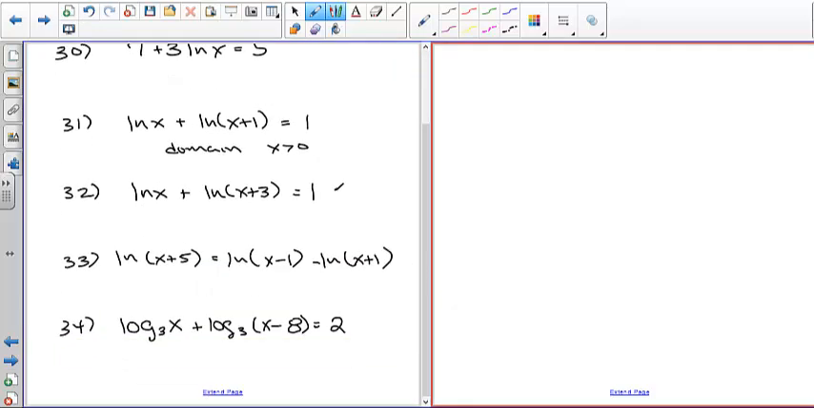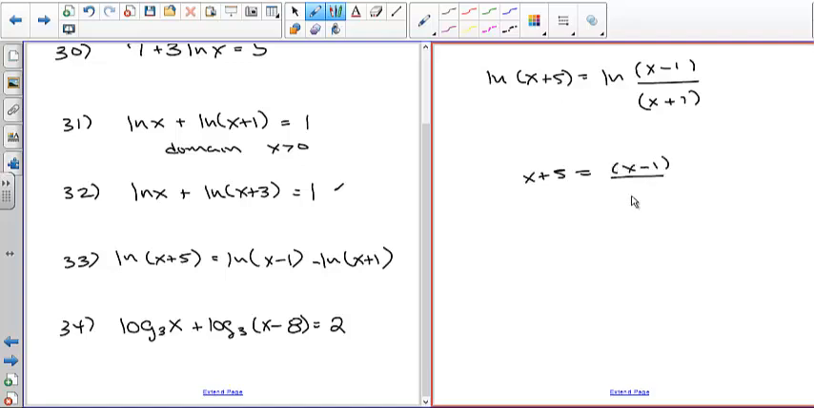Okay, now what we can do here is we can combine the 2 terms on the right-hand side. So because we're subtracting it, we put the positive expression in the numerator and the negative one in the denominator. Now, because these are all logarithms, we just say x plus 5 is equal to x minus 1 over x plus 1. So we didn't even have to use any properties of logarithms. We just had 2 logarithms on both sides.